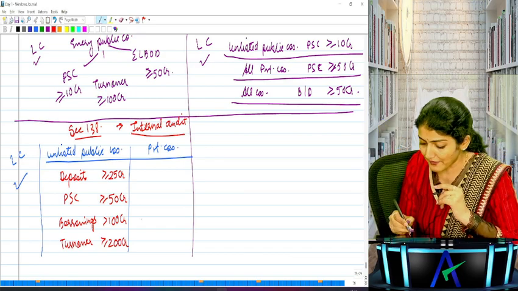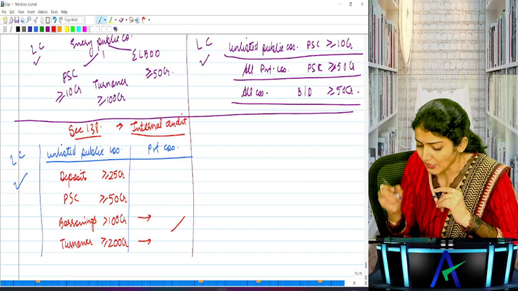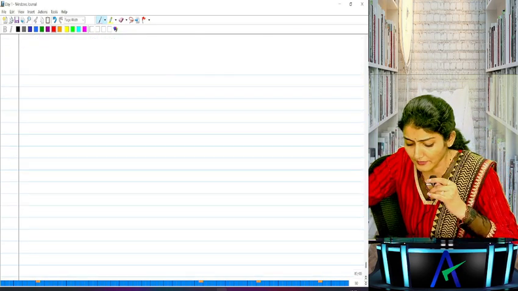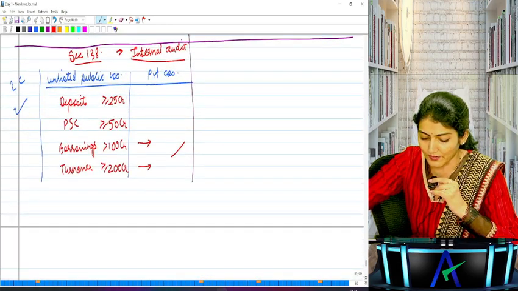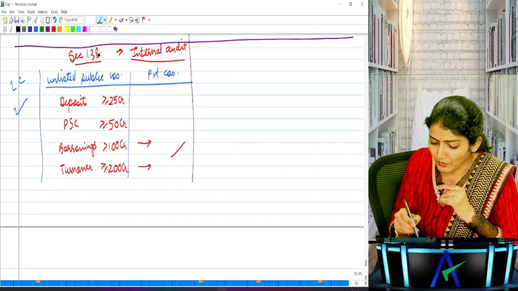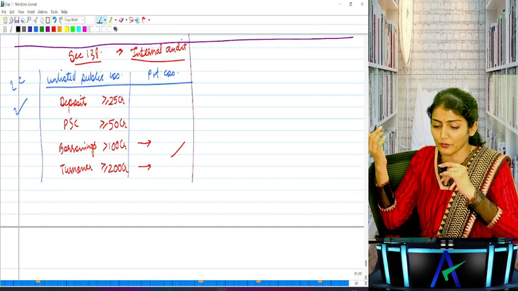Right. And for a private limited company, what is the condition? Borrowings or turnover. Borrowings of more than 100 crore or the turnover of more than or equal to 200 crore.